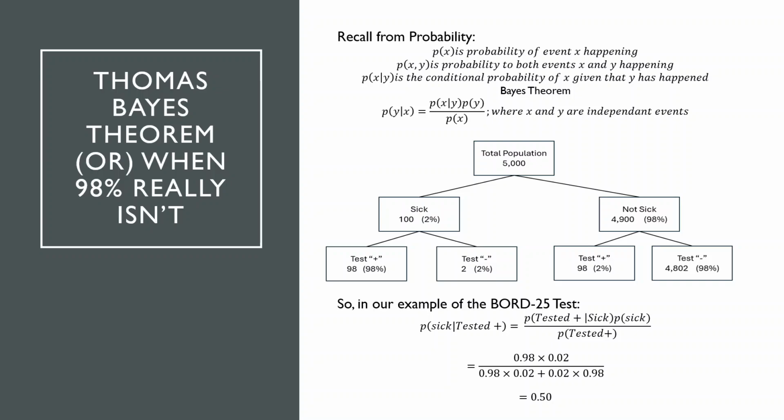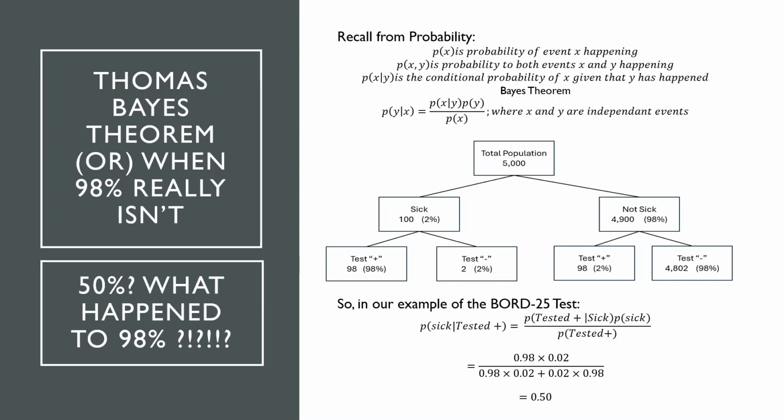So what on earth is going on with this Board 25 test? In other words, what happened to 98%? You're now telling me the test is only 50% accurate? Well, sort of. It depends on how many people are sick in your overall population. And this is why it's so important to know what the overall prevalence of a disease in a population is. If you don't know that, it's very difficult to have a lot of confidence in the individual tests or know how to properly evaluate them.